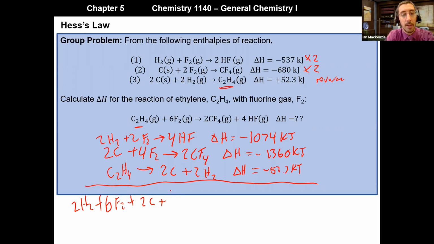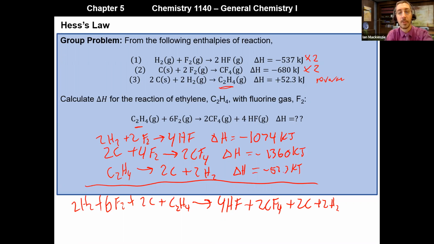plus C2H4. Now on the product side, we have 4HF plus 2CF4 plus 2C plus 2H2. If I look at this, I can cancel out the 2H2 with the 2H2 on this side, the two carbons on this side, and I'm left with the net equation that I want. 6F2 plus C2H4, that's what I want, goes to 4HF plus 2CF4. That's the net equation that I want.